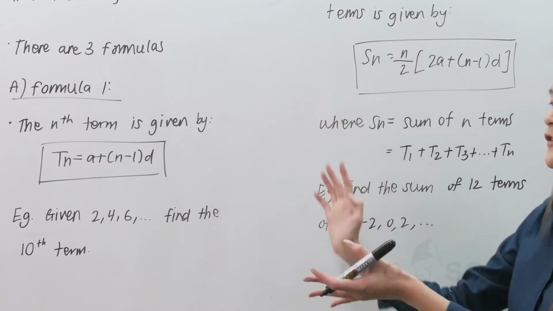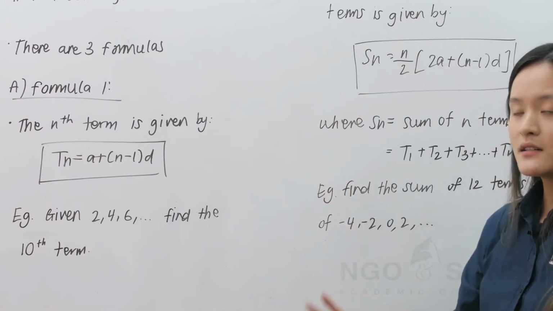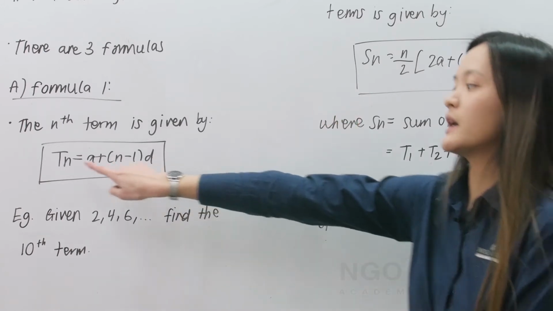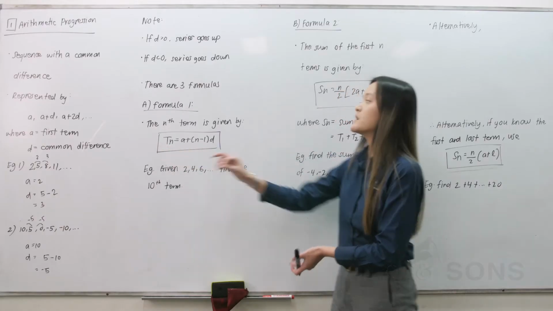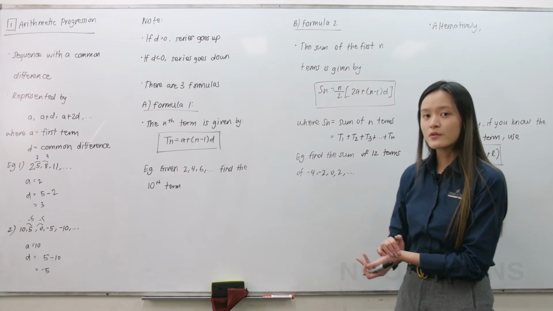Okay? Now, if you know what A, N, and D are, and you substitute them into this formula, it'll give you Tn, which is your specific term. Okay? So let me just quickly prove it to you.